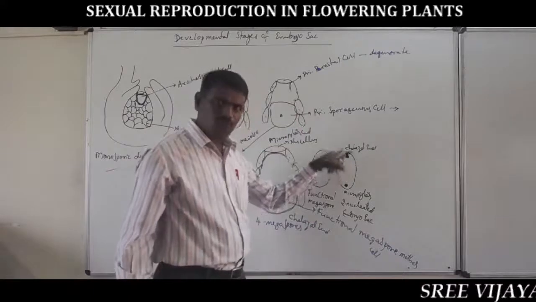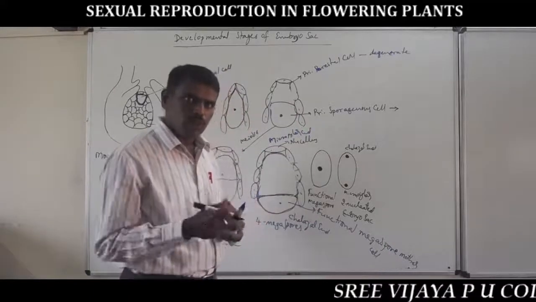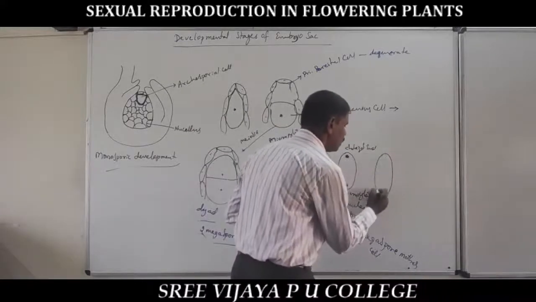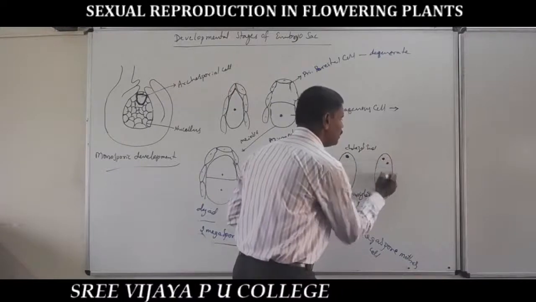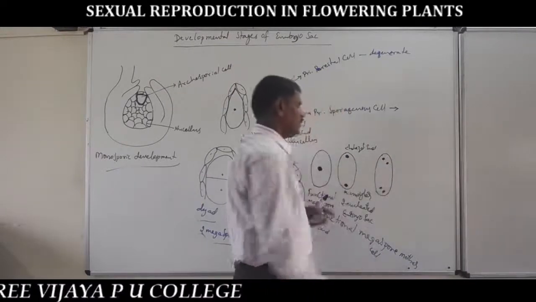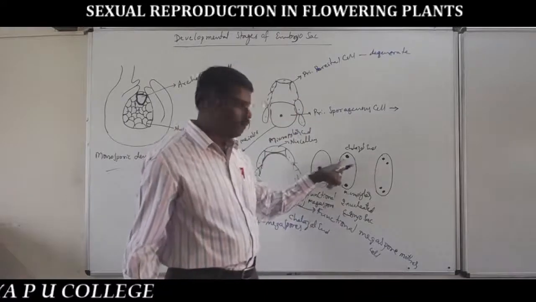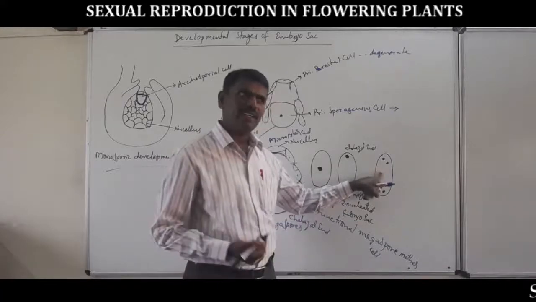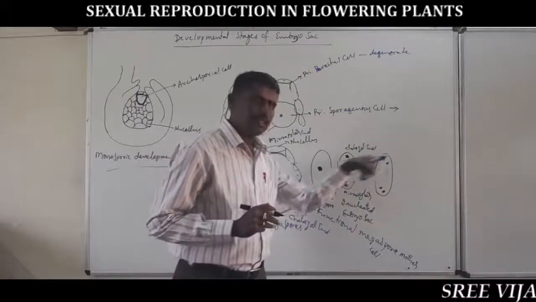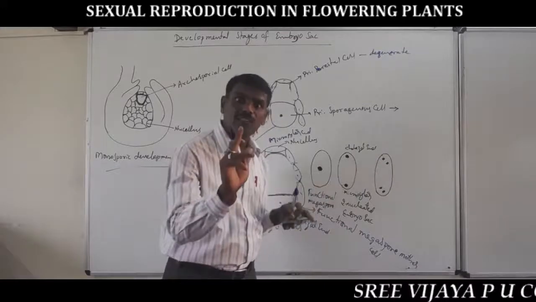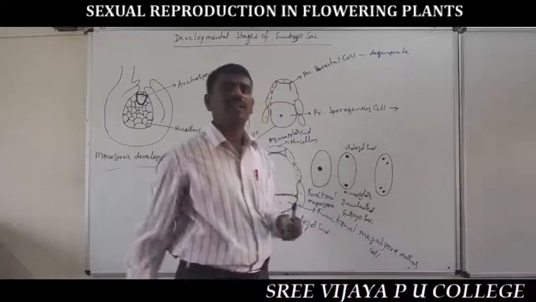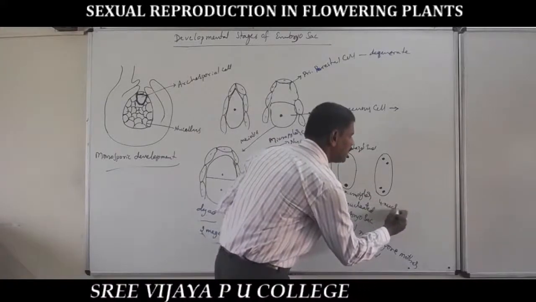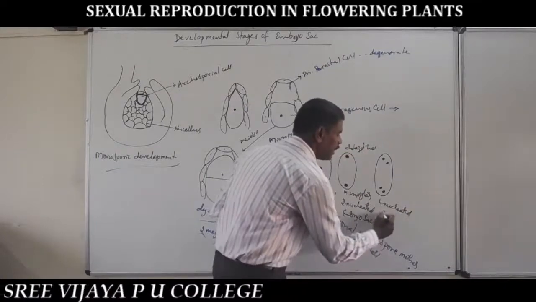The nuclei present at both ends undergo one more division. After these two nuclei are formed by the functional megaspore nucleus, the second mitotic division is also not followed by formation of a cross wall. So there is formation of a four-nucleated embryo sac.